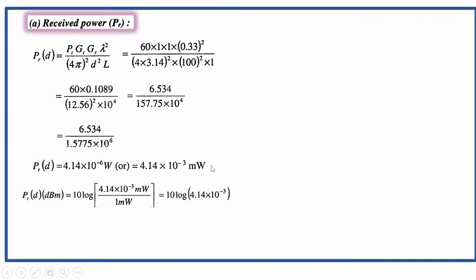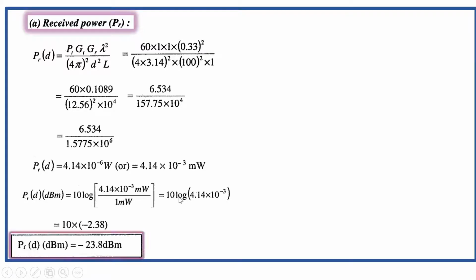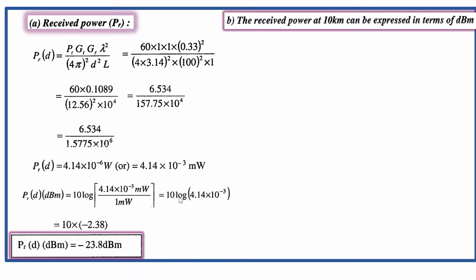I don't want it in this format. Usually power will be measured only in decibels. So I'm taking 10 log of the above value. I get minus 23.8 decibels. So my received power is minus 23.8 decibels.